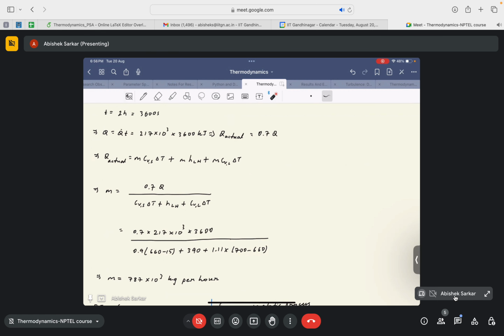So finally, once you do that calculation, you get that m is equal to 787 into 10 to the power 3 kg per hour. So you can actually melt 787,000 kg of aluminum per hour with this power rating. I hope it is clear. Do you have any doubt in the problem? Clear, sir. Thank you so much.